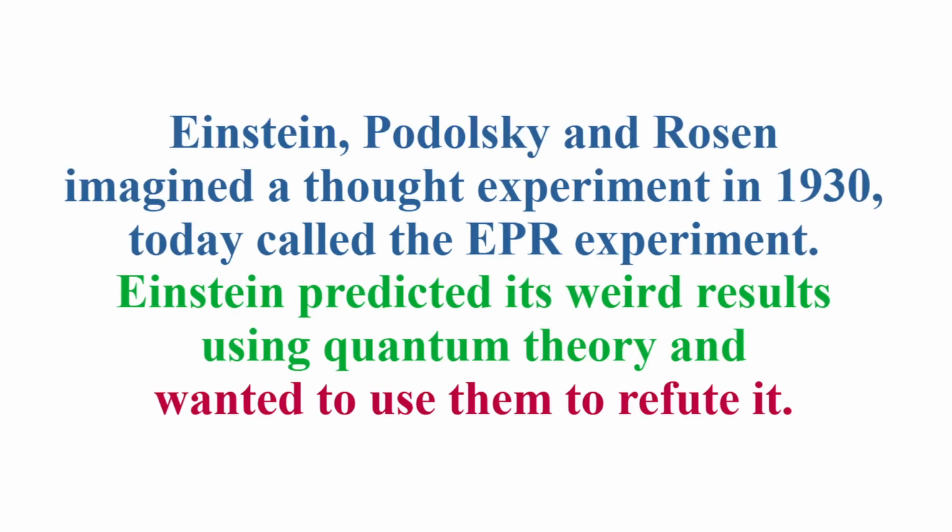But yet, in order to refute quantum theory, Einstein imagined the EPR thought experiment in 1930 along with his co-workers Podolsky and Rosen. Using quantum theory, he predicted what he considered to be the weird result of this experiment and expected the actual result to be different from his prediction. That is, he expected the EPR experiment to refute quantum theory and cause its death.